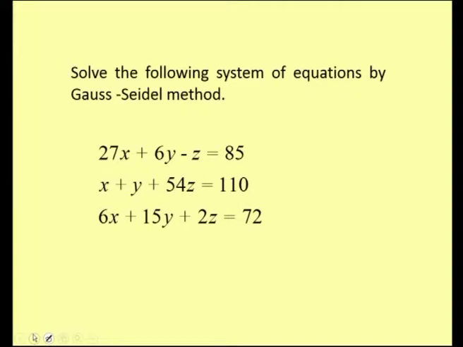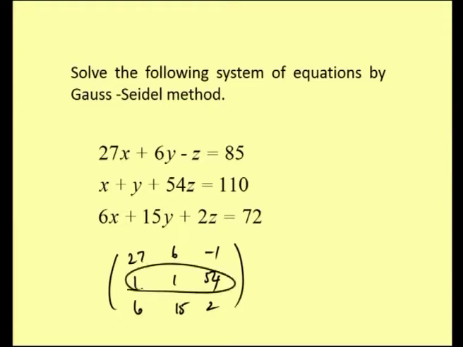We will do this illustration and check, first of all, before applying the Gauss-Seidel method, that the coefficient matrix is diagonally dominant. So, this illustration shows how a linear system of equations is solved by the Gauss-Seidel method. 27x plus 6y minus z is equal to 85, x plus y plus 54z is equal to 110, and 6x plus 15y plus 2z is equal to 72. You can see the coefficient matrix happens to be 27, 6, minus 1, 1, 1, 54 and 6, 15, 2.